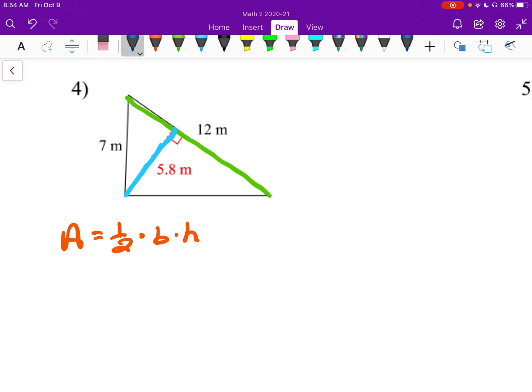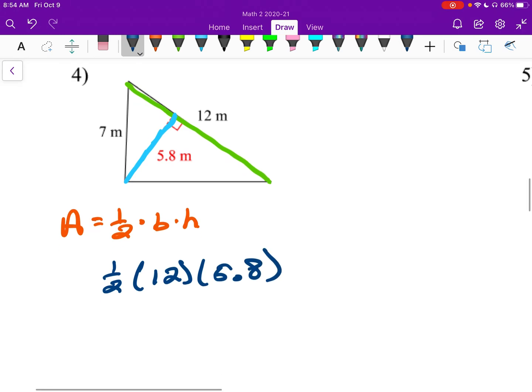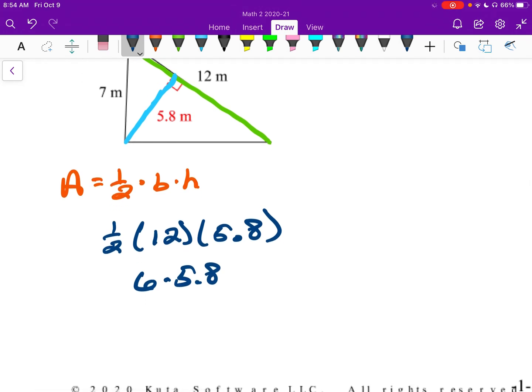So whenever we go to plug into our formula, we have 1/2 the base, which is 12, times the height, which is 5.8. This is the same thing as 6 times 5.8, which whenever I type that in, I get 34.8. And we're talking about meters, and they are squared.